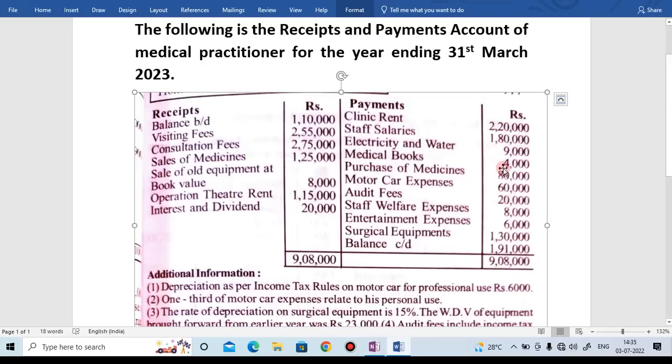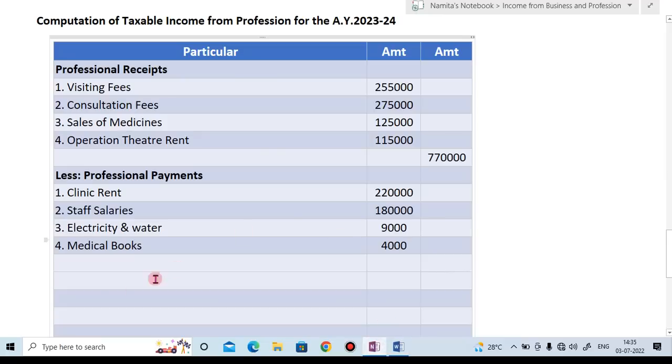After medical book 4,000, next is purchase of medicines. Purchase of medicines 80,000. Yes, it is related to professional payment. Purchase of medicines is 80,000.